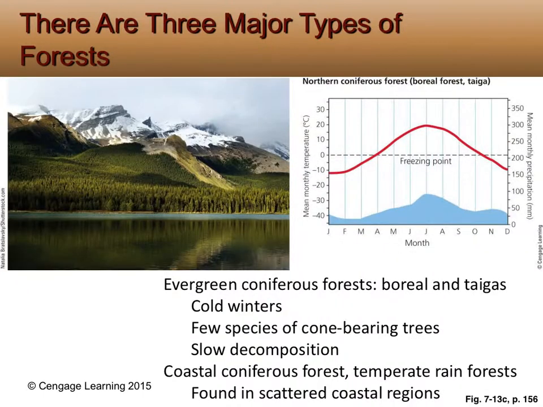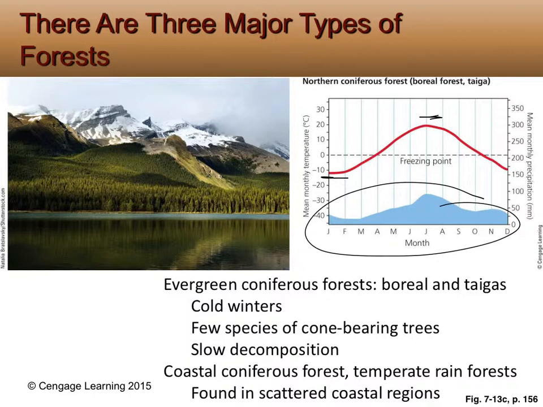The third type of forest is called the northern coniferous forest. Just so you know, it's also called a boreal forest, and it's also called a taiga. Temperate, not quite as extreme as a temperate deciduous forest, but we do have some swings in temperature between winter and summer. Water is a limiting factor in these. We have evergreen coniferous forests, the boreals and taigas. They have very cold winters.